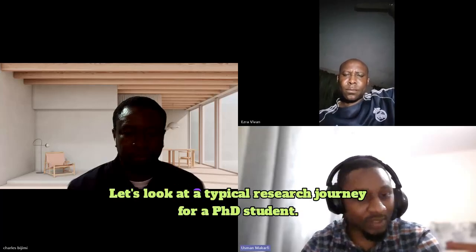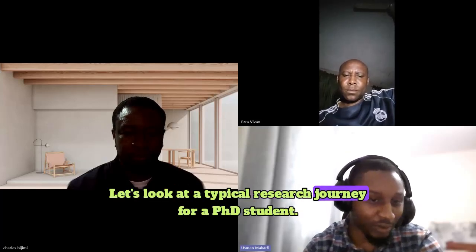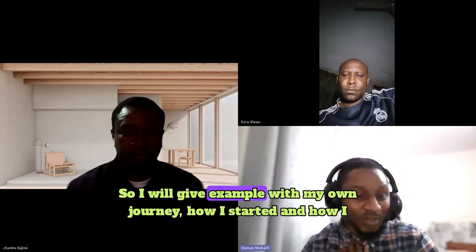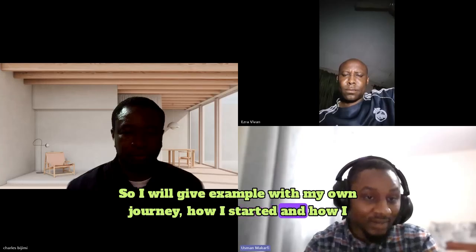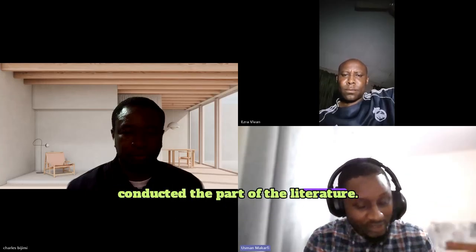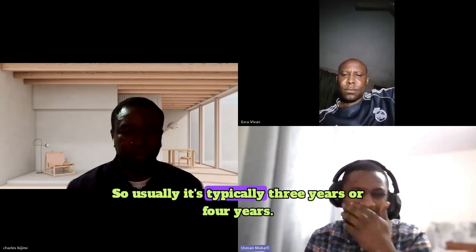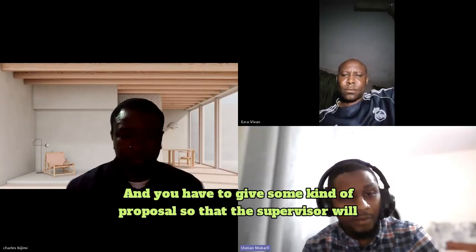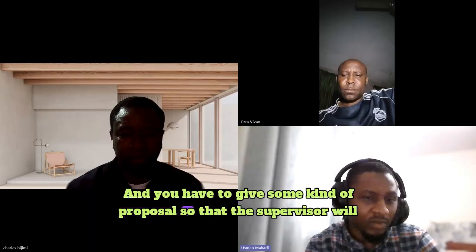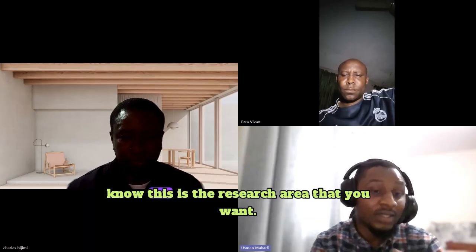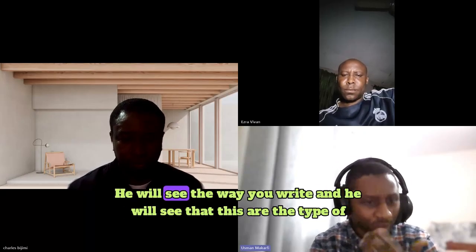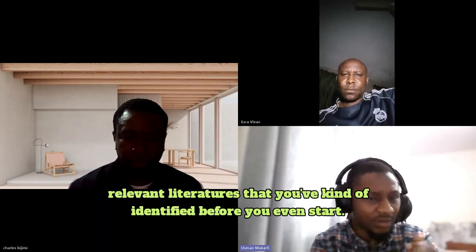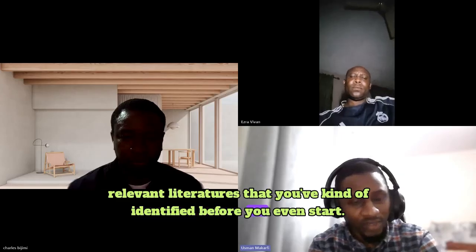Let's look at a typical research journey for a PhD student. I will give an example with my own journey, how I started and how I conducted the literature part. Usually it's typically 3 or 4 years in the university that I attended. And you have to give some kind of proposal so that the supervisor will know this is the research area that you want. He will see the way you write, and he will see the relevant literature that you've identified before you even start.